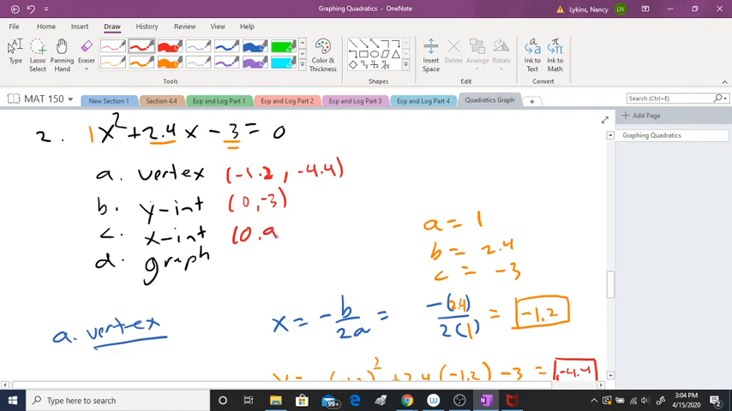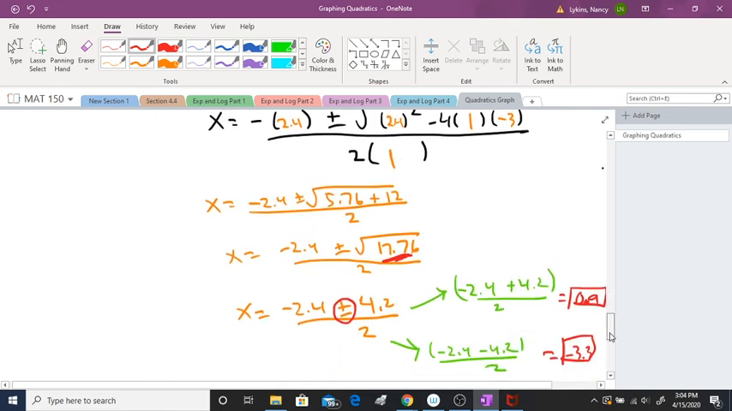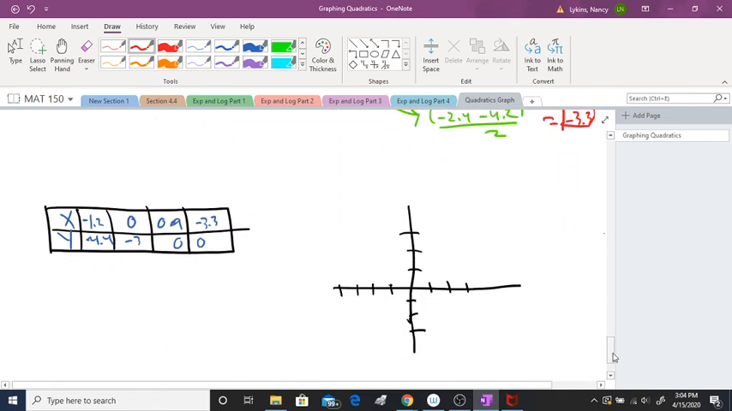I always like making these, even though you're not required to, probably for most of us at least. This gives me a good visual of my points. So at the end, when I put these in my table, I can graph them. All these points: this right here is my vertex, this is my y-intercept, and this is my x and my x.